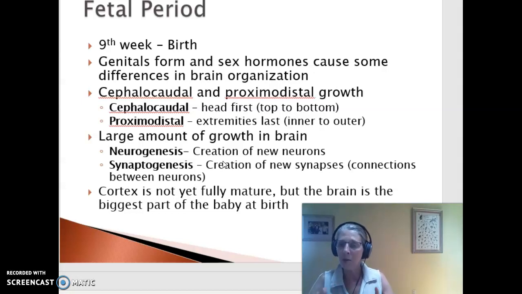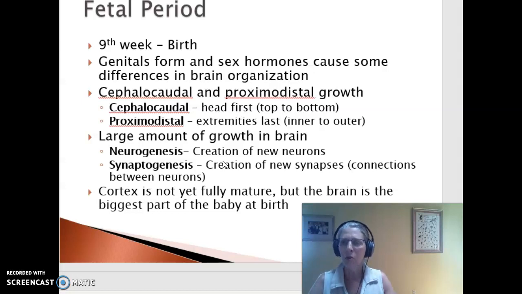So the sex of the baby will be determined here, or will be exhibited here, and sex hormones will cause some differences in the brain organization. We don't get into that very much here in this course, but there are lots of studies on how hormones impact either development of male or female brain, and actually throughout the lifespan, how male versus female brains might be different.